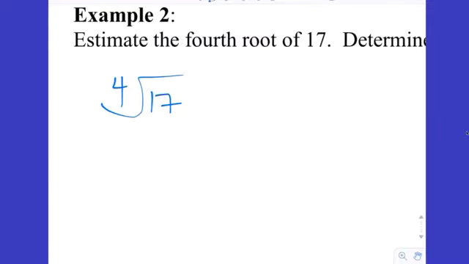Well, let's see. 2 to the 4th is 16, right? And 3 to the 4th is 81. So 16 is too small, 81 is too big, but 16 is nearby, yeah? So I can center my approximation at 16. The 4th root of 16 is 2. And the 4th root of 17 is probably going to be 2 point something, really, really close to 2.